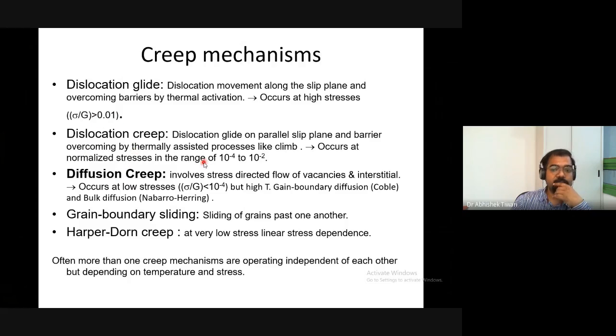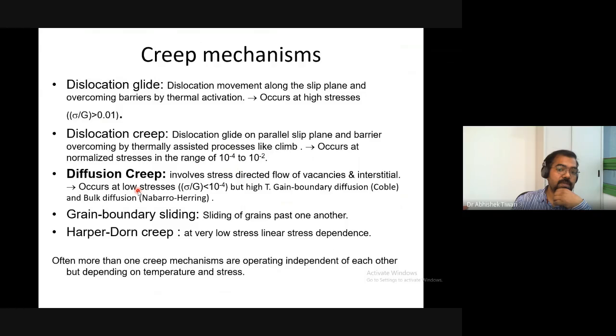Dislocation creep mechanism happens at a comparatively higher temperature. So here non-conservative movement like climb happens, and dislocations can climb up from the barriers, and they can move. And the stress range is smaller than what you have here. So this is in the range of 10 to the power minus 4 to 10 to the power minus 2. So the ratio of sigma divided by G is in this range, but the temperature is higher. So this mechanism is dislocation creep.